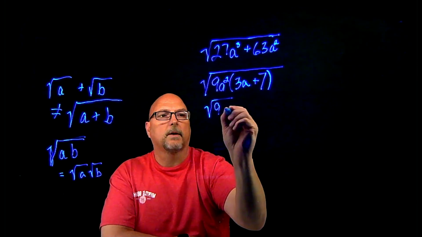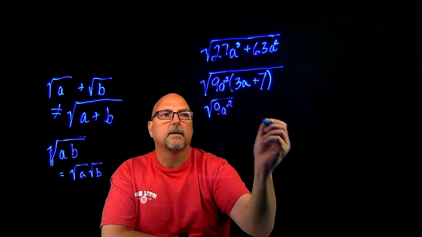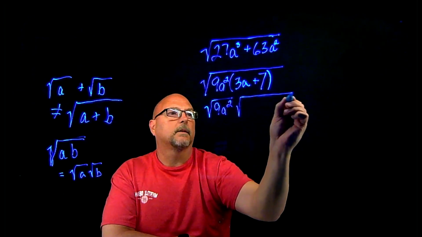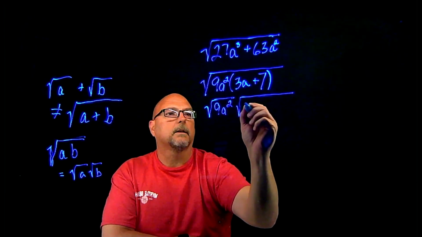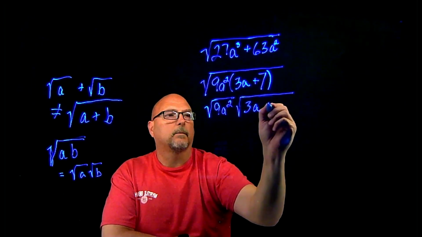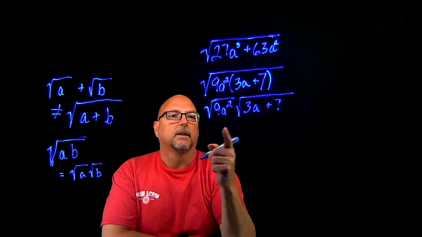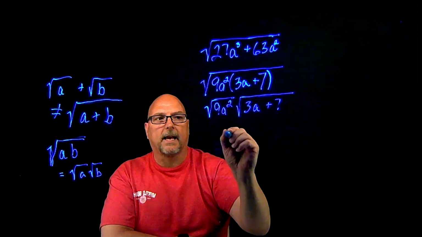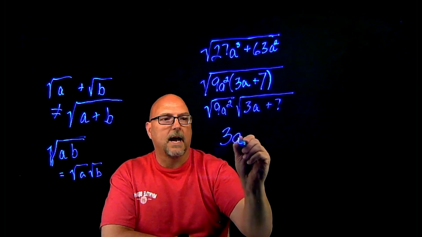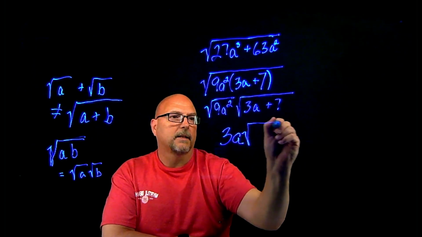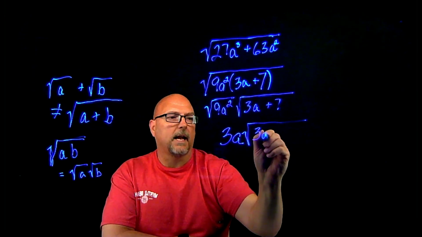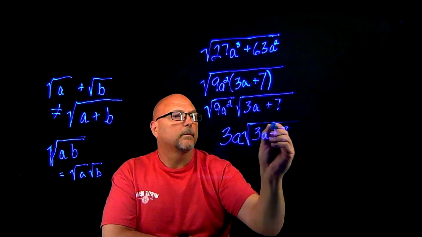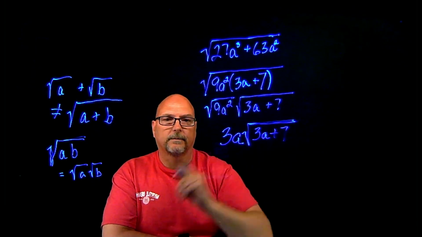This becomes the square root of 9a squared times the square root of 3a plus 7. So the square root of 9 is 3. The square root of a squared is just a. So we would leave this as 3a times the square root of 3a plus 7. So make that stop right about there.